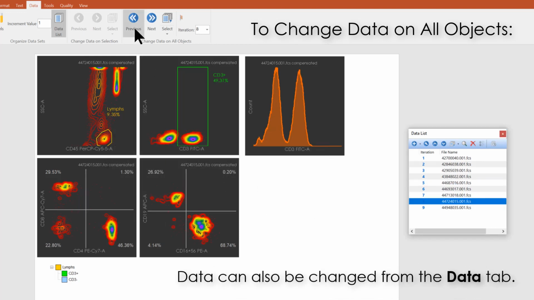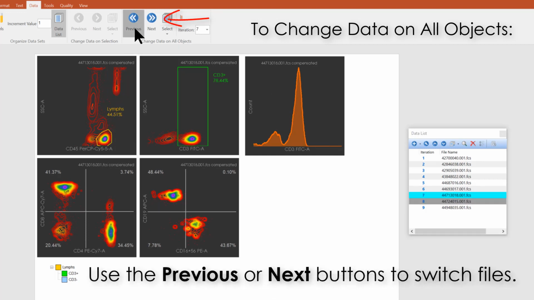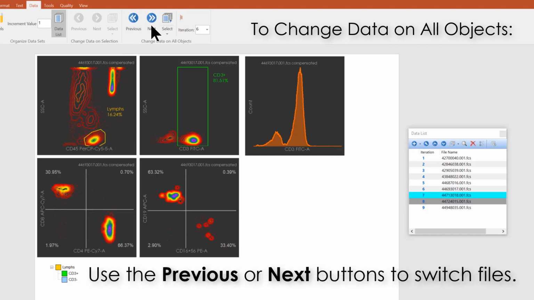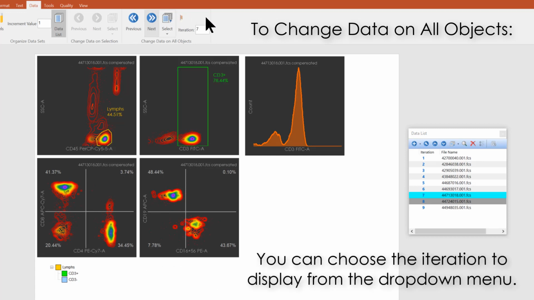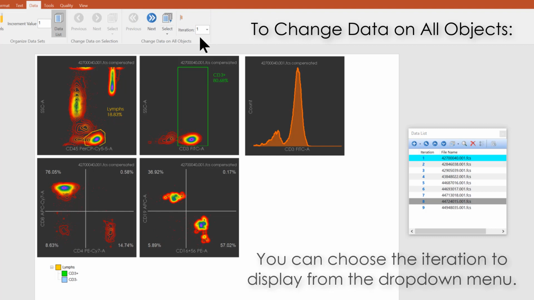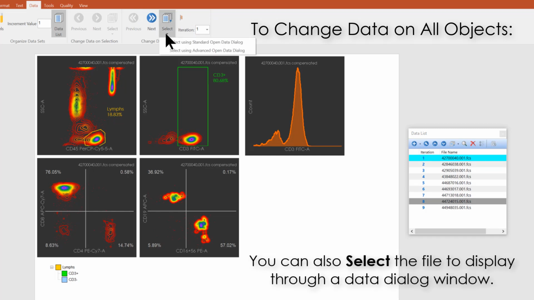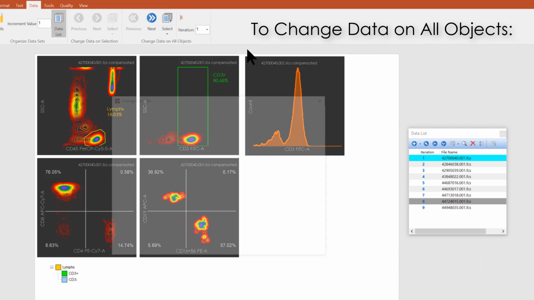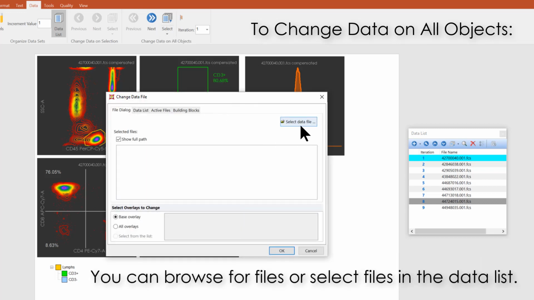Data can also be changed from the Data tab within the ribbon. Use the Previous or Next buttons to switch files. You can choose the iteration to display from the drop-down menu. You can also select the file to display through a data dialog window. You can browse for files or select files in the data list.